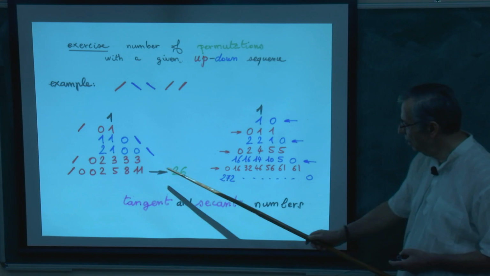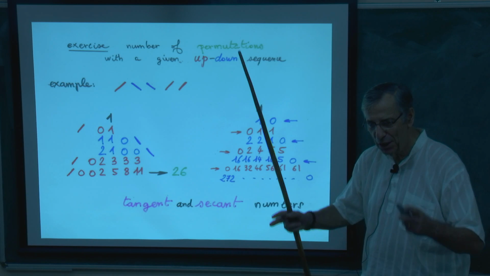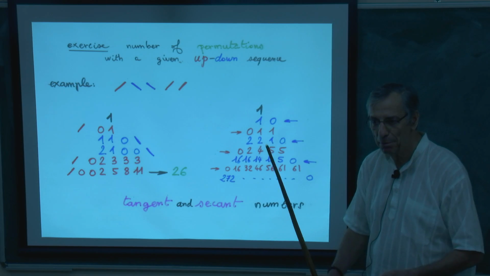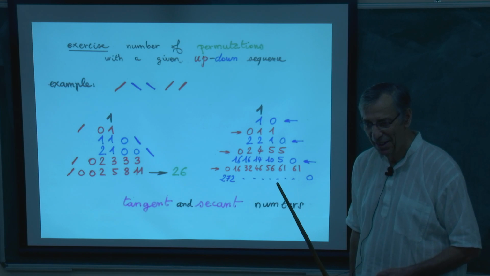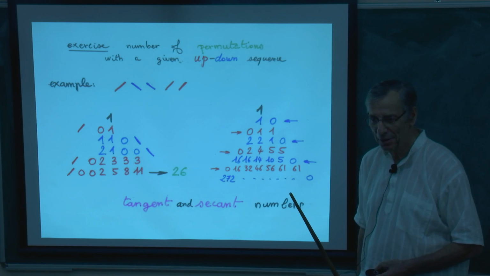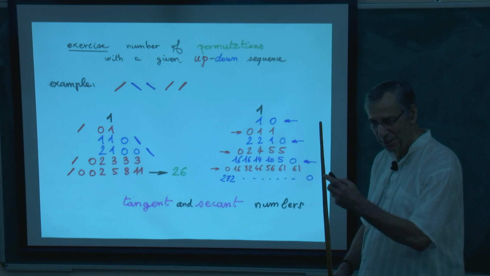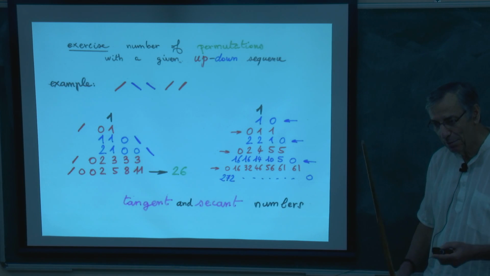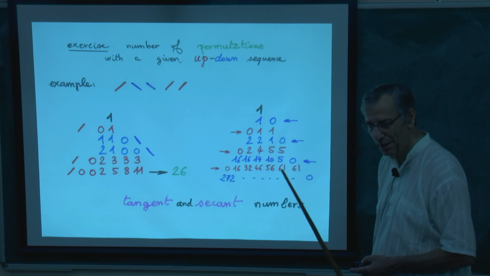In fact, you can deduce from this that if you give an up-down sequence, what are the words which give the maximum possible number of permutations? And in fact, it's an alternating permutation. For a given word, the number of permutations with this given up-down sequence is maximum when the word is alternating.